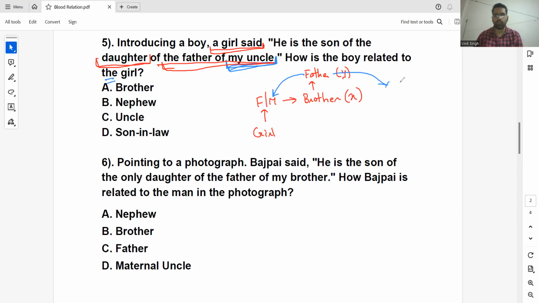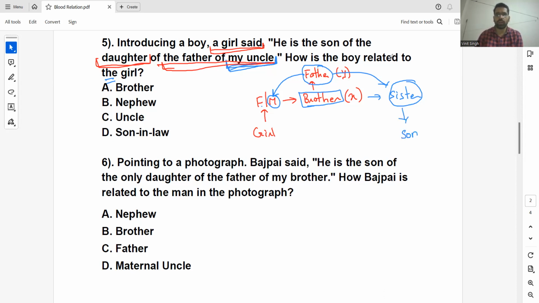Clear? Now we will take another sister of that brother because these are siblings. The daughter of the father of my uncle. My uncle is this one, my uncle's father, this one, and the daughter of this father. It can be a sister. It can be a mother, this one. It can be an aunt of this girl. He is the son of the daughter of this one, his son.